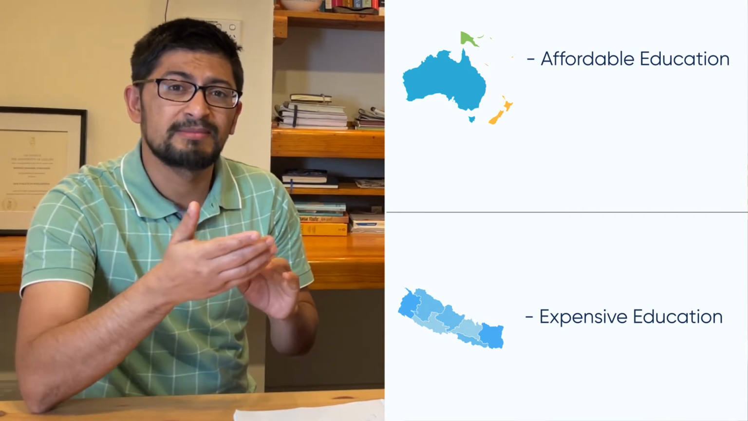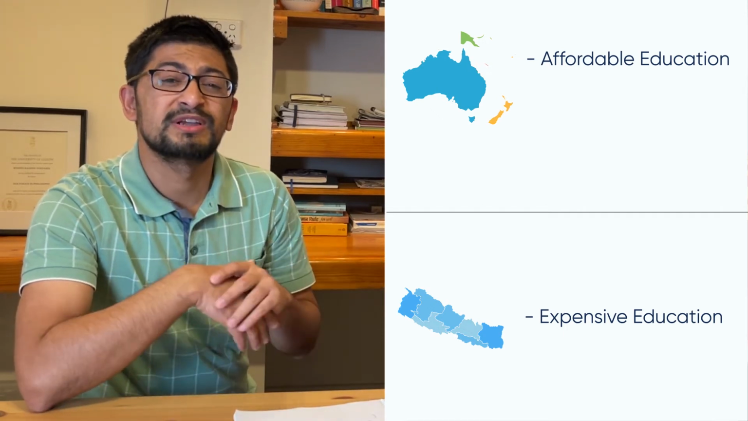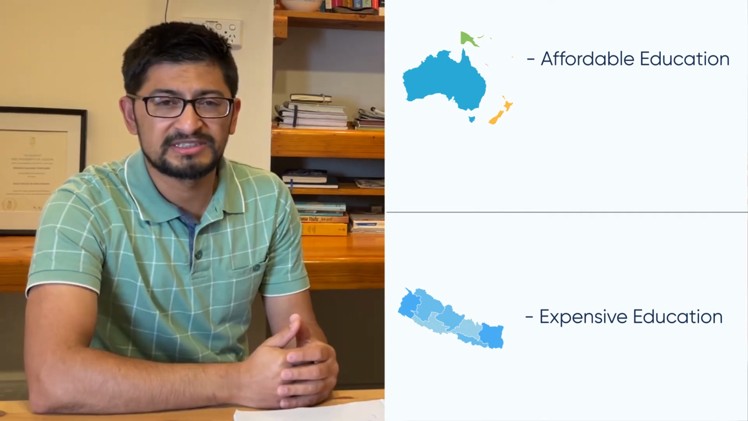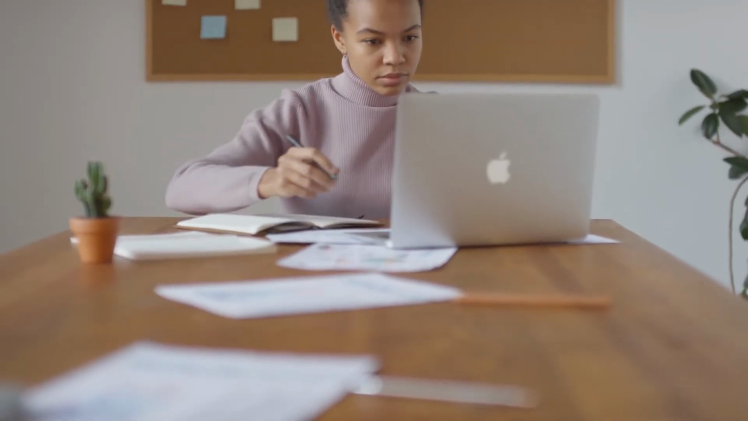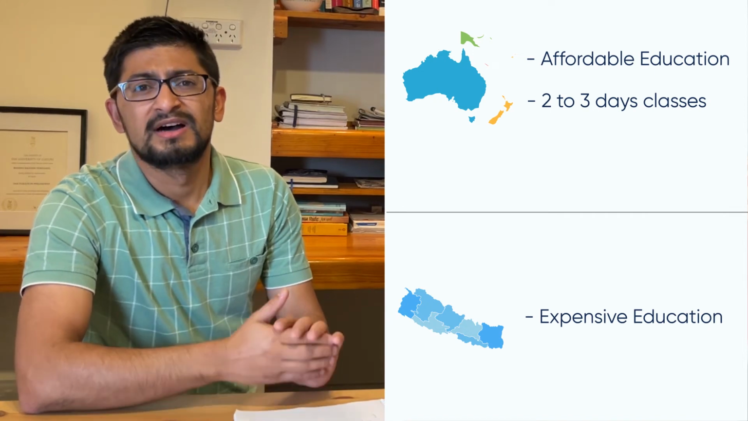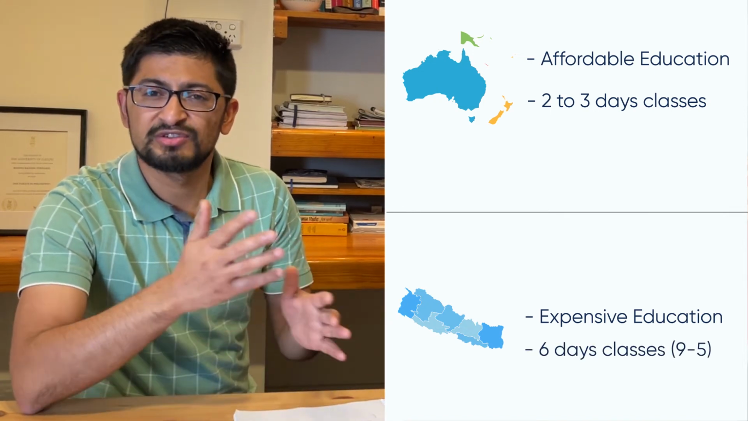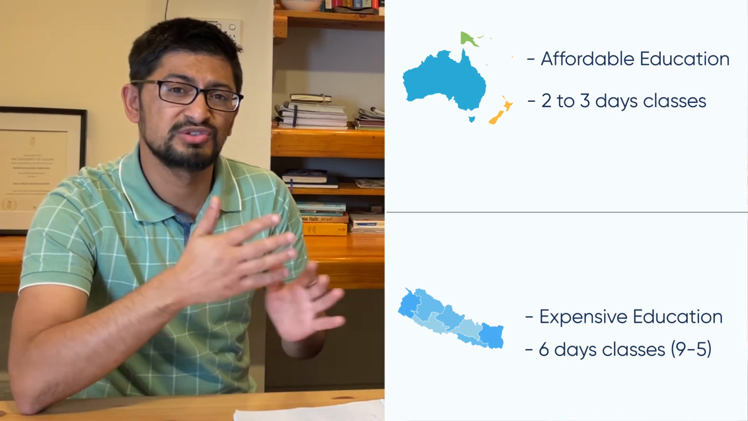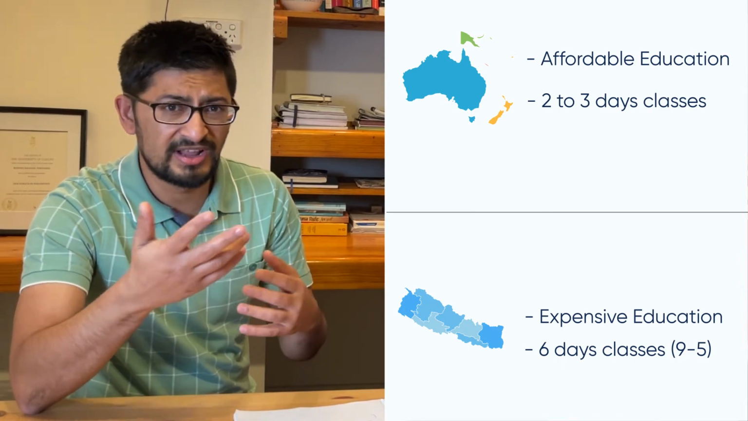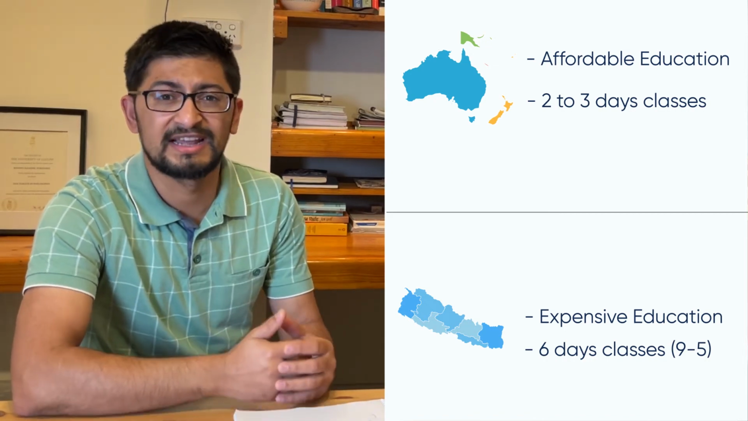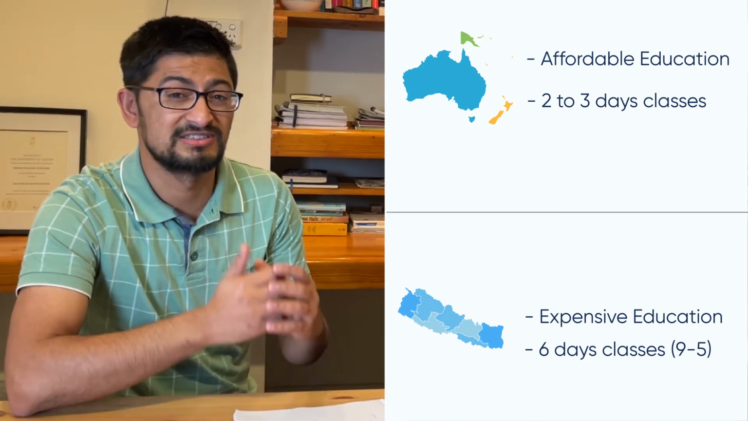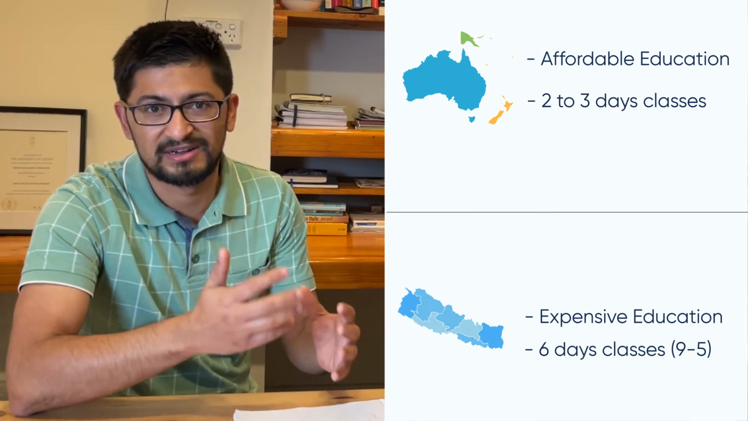And the other thing is about working while you are going to university. Most Australian universities run a maximum of 2 to 3 days per week, and that means students get the other 4 days to work somewhere to make some money, which can be really helpful. Whereas in Nepal, universities basically run from Sunday to Friday, 9 a.m. to 5 p.m. So if you don't go to the university in the morning, then you don't get the opportunity to work outside and you can't make money. That makes Nepalese universities really less affordable than Australian universities.